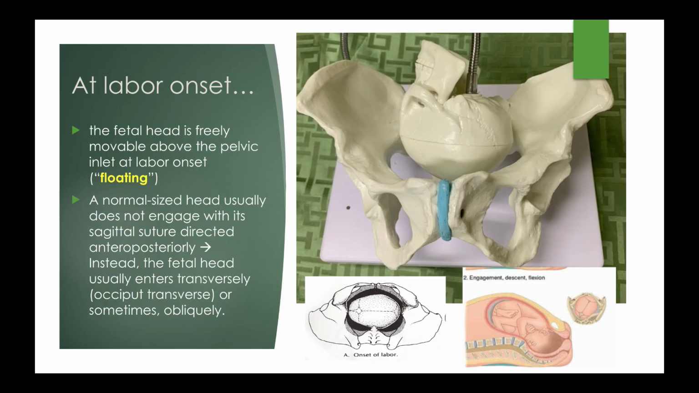Now, the fetal head is freely movable above the pelvic inlet at labor onset, and this is typically referred to as floating. A normal size head usually does not engage with its sagittal suture directed anteroposteriorly. Instead, the fetal head usually enters transversely or in the occiput transverse position or sometimes obliquely.